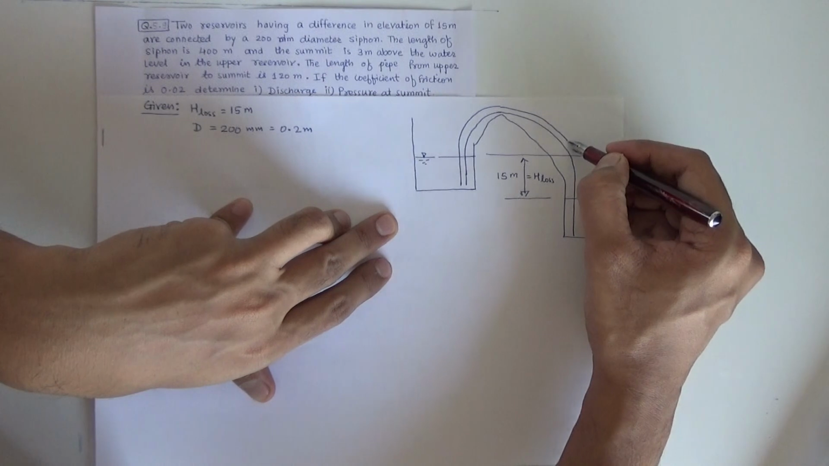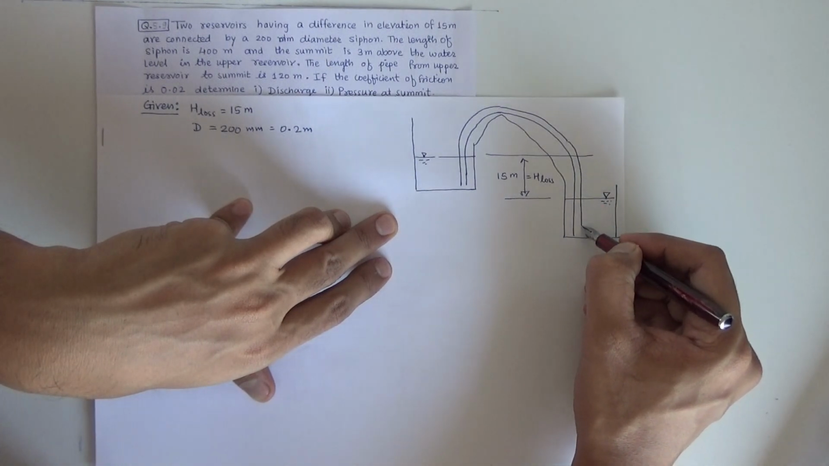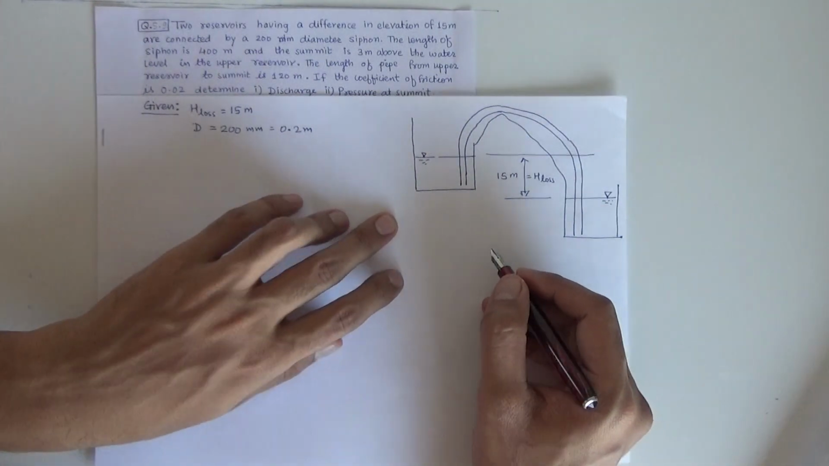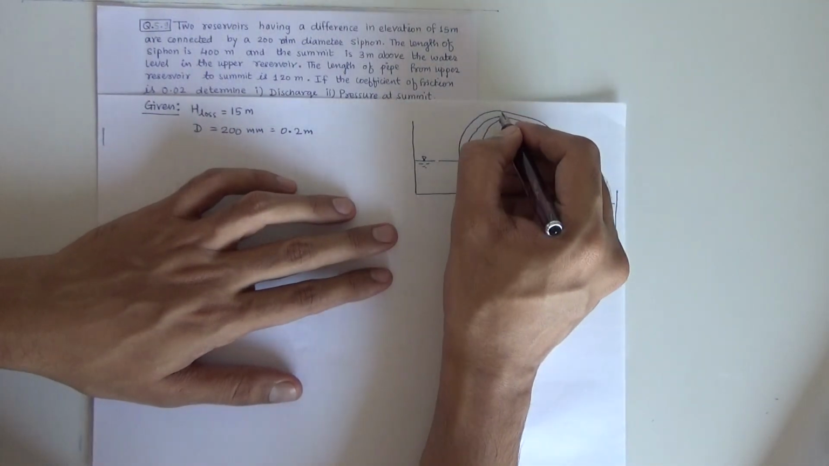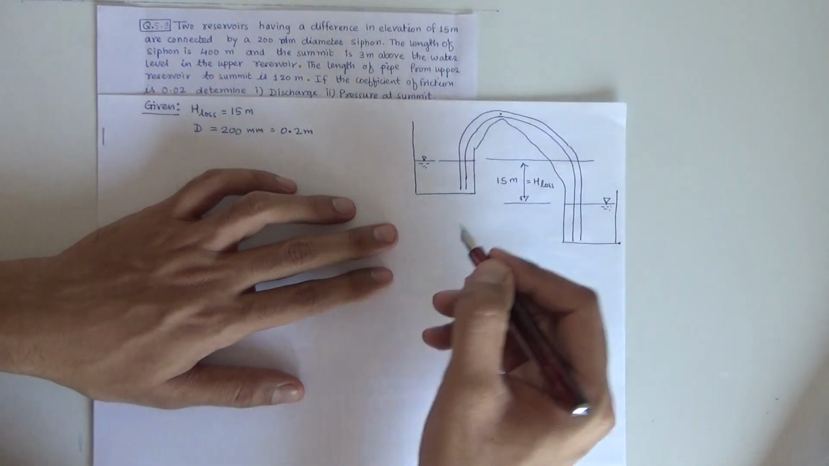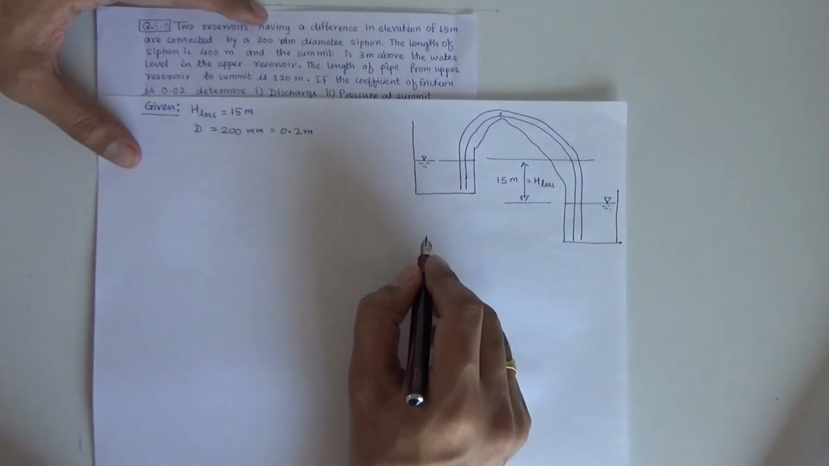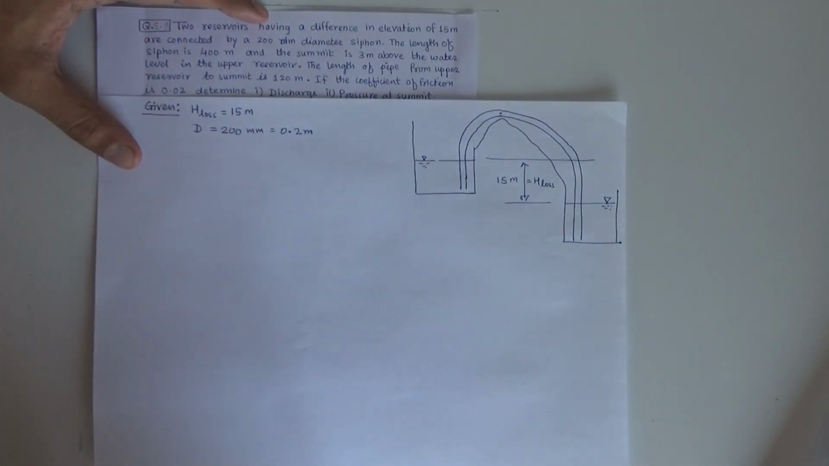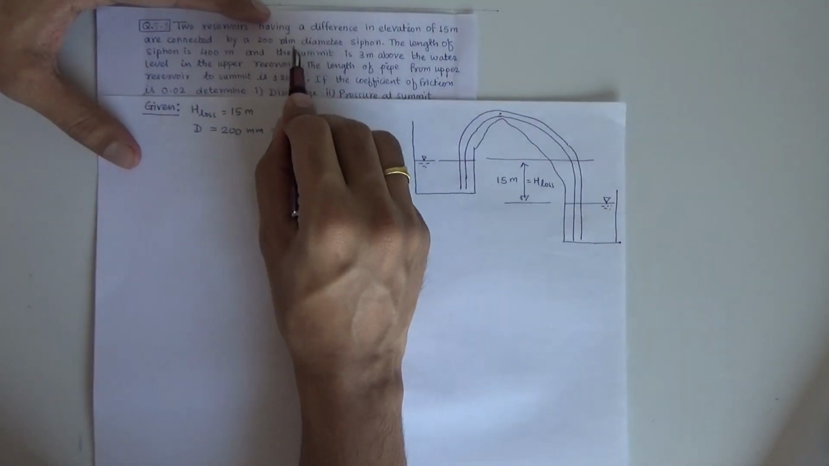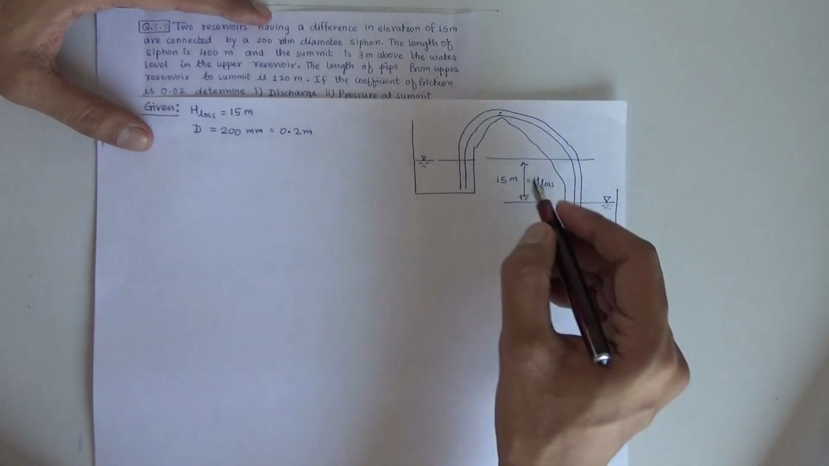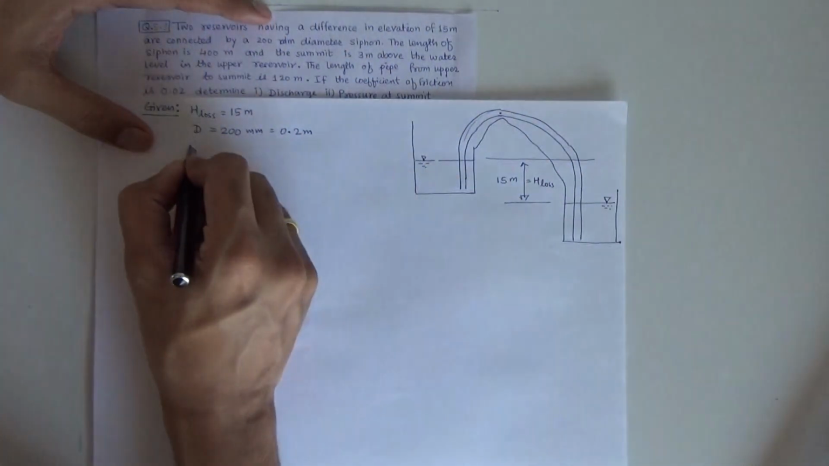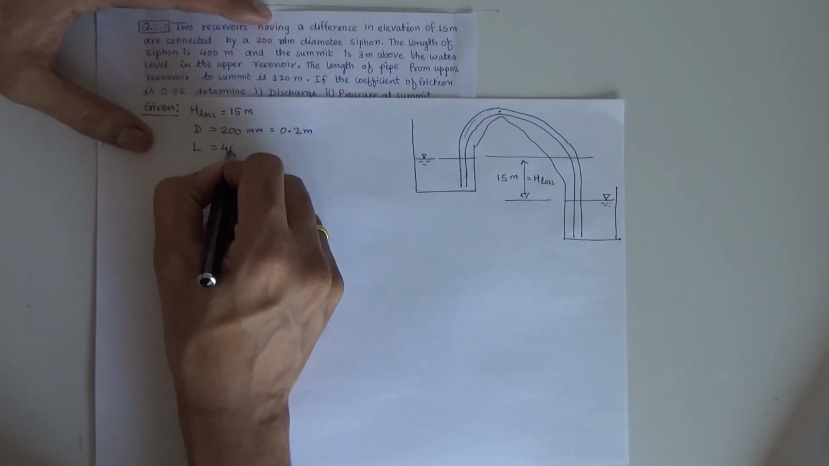So this is the siphon. If you have not seen my video on siphons, to understand this numerical completely, you should first understand that particular lecture in my playlist of fluid mechanics, so that it will be easier to understand this numerical. So now this is the diameter. Now the total length of the siphon is 400 meter.